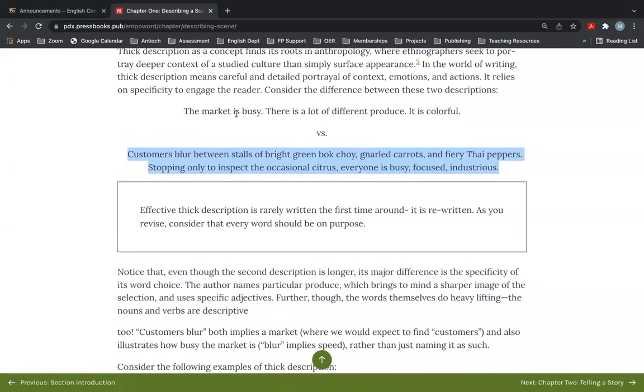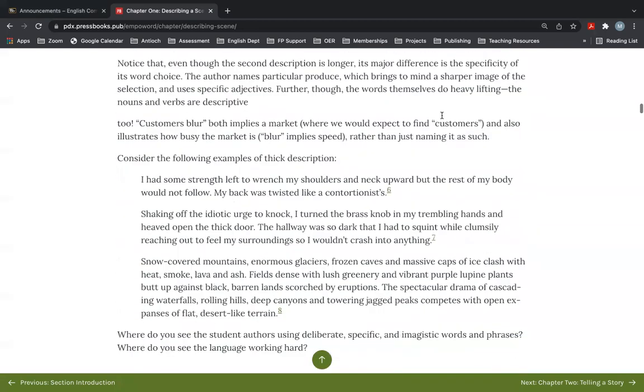So we think about the market is busy. What does busy look like, sound like, smell like, taste like? I don't know. And then if something is colorful, what are the nouns and adjectives that will reproduce that particular scene? So I wanted to add that.